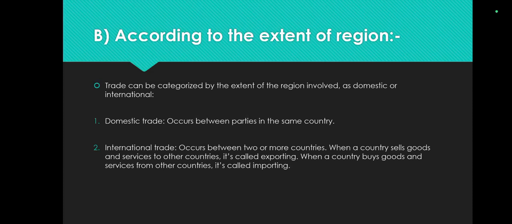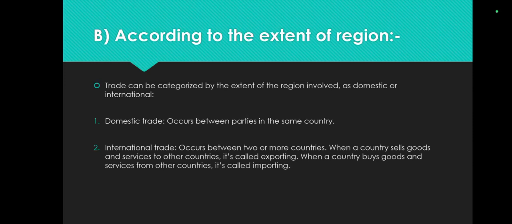Now, the second trade under the extent of region is international trade. International trade occurs between two or more countries. International trade is the exchange of capital, goods, and services across international borders or territories because there is a need or want of goods and services. In most countries, such trade represents a significant share of GDP, that is gross domestic product. While international trade has existed throughout history, Uttarapatha, Silk Road, Amber Road, Salt Roads, etc., its economic, social, and political importance has been on the rise in recent centuries.